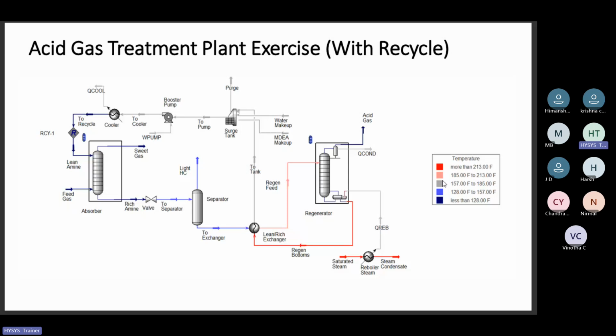For that purpose, this is quite useful, because you will see that if the temperature is less than 128 Fahrenheit, it is shown in dark blue color. So you can clearly identify that these lines have a temperature less than 128 degrees Fahrenheit. Like this, we will be learning that part as well.